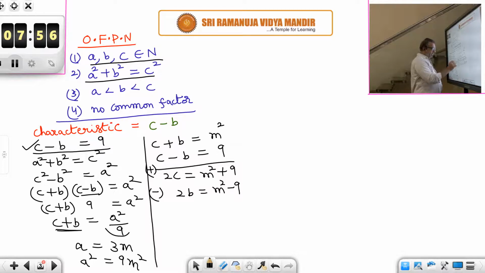But what is 2C? Is it even or odd? 2C is even because 2 is a factor. Whatever may be C, whether C is even or odd, 2C is even. 2B is also even. That means m square plus 9 and m square minus 9 both must be even. So m must be odd.